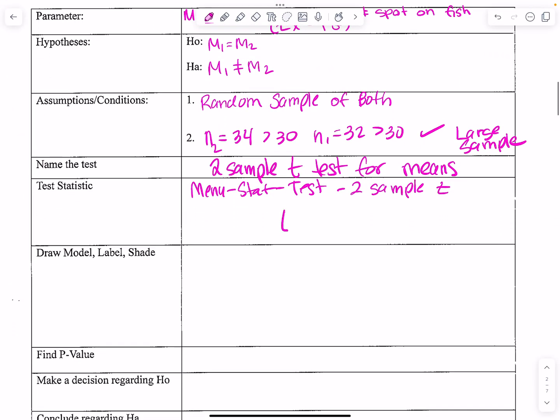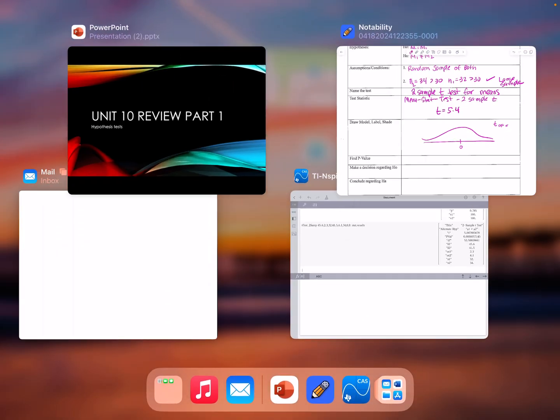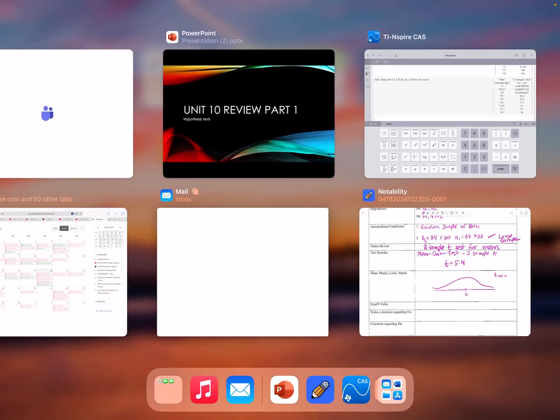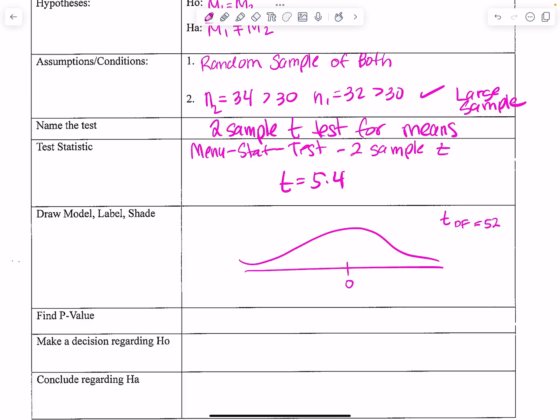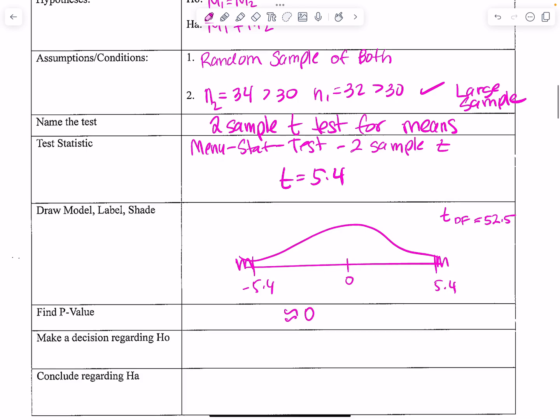So your test statistic T is 5.4. This is how you're going to draw it: 0, T with your degrees of freedom, which it gives you on here. You've got to make sure you put your degrees of freedom. It gives it to you here at 52.5, on your output. And then this was 5.4, and I have to put negative 5.4 because it is the Ha, remember, not equal to. The p-value is basically 0, super tiny.